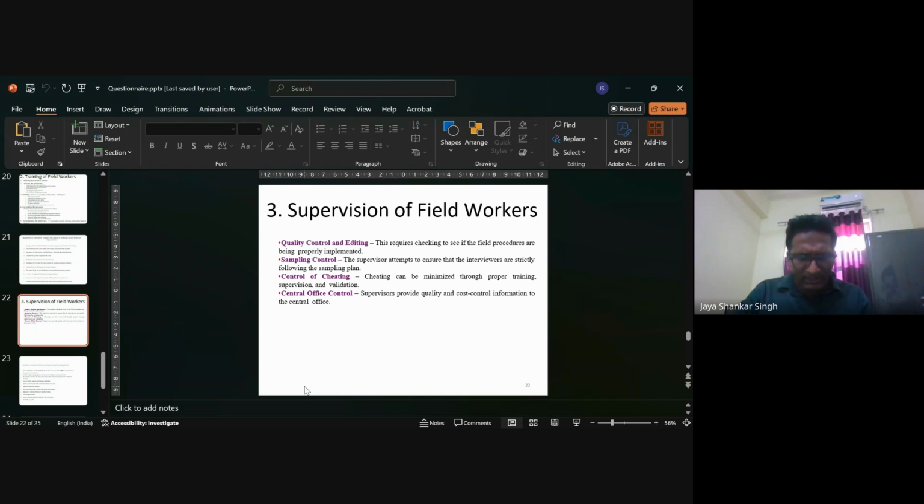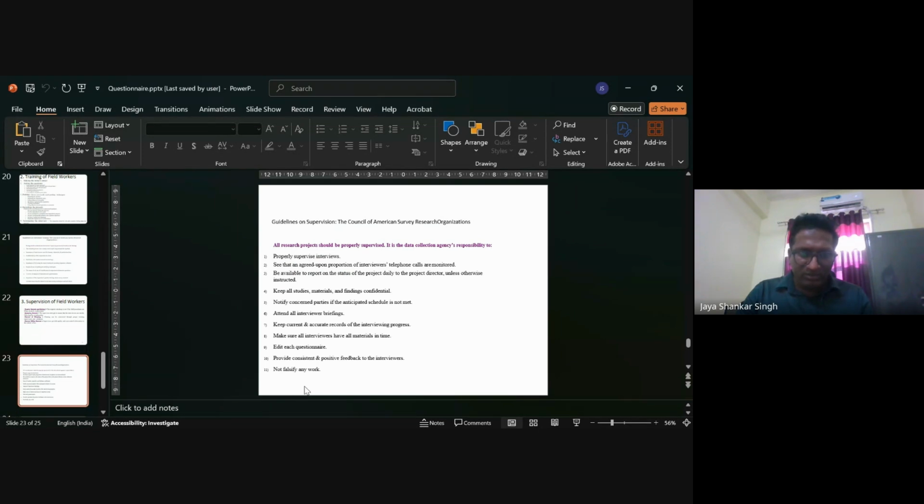ठीक है, बाकी आप लोग देख लीजिएगा, supervision भी more or less we understand, it is not that much important. And then again guidelines on supervision, the Council of American Survey Research Organizations, इसको आप go through कर लीजिएगा.